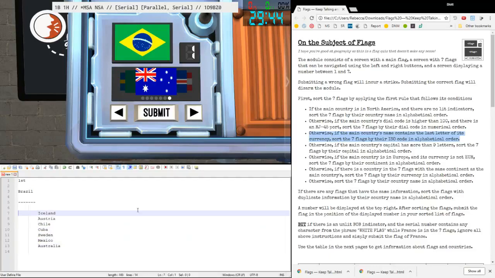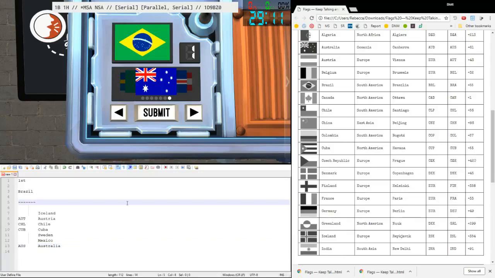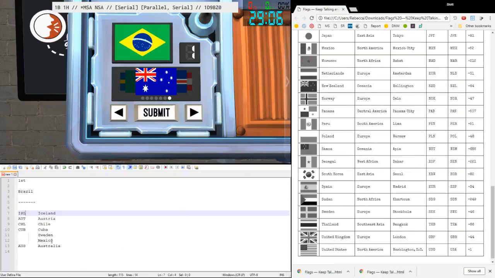So we'll need some ISO codes. So let's get those. Austria's ISO code is this one right next to the phone. So Austria is going to be AUT. Chile is going to be CHL. Cuba, CUB. A lot of them are, you know, first-ish letters. Enough aren't that it's dangerous to just assume that, though. Australia's AUS. Iceland is ISL. Mexico is MEX. And Sweden is SWE.